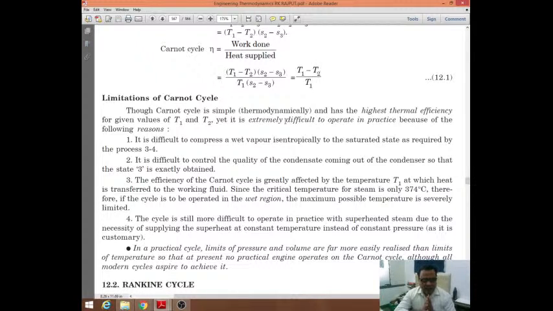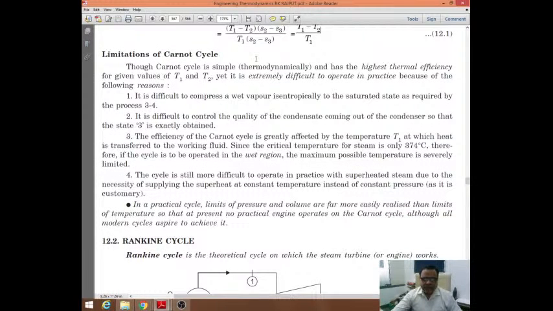But still, Carnot cycles are not making it practicable. It is difficult to make them practicable. And what are the reasons for that? Let us see. Though the Carnot cycle is simple thermodynamically and has the highest thermal efficiency for given values of T1 and T2, it is extremely difficult to operate it in practice because of the following reasons.